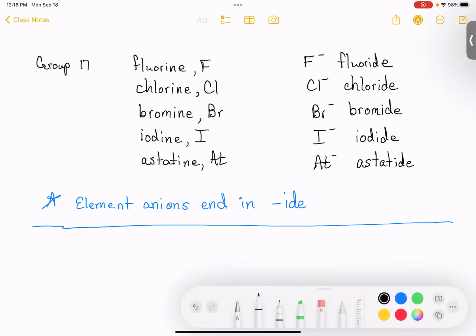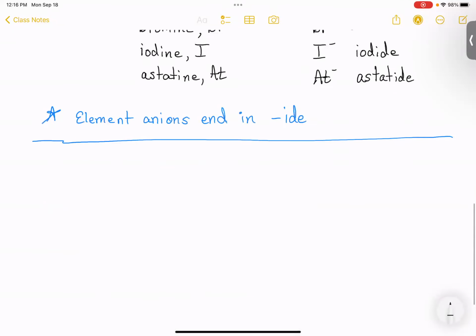Questions. So basically what I did, folks, is I took the ending of the element and I replaced it with -ide when I went from element form to ion form for the anions. That's not true for the cations, but that is true for the anions.